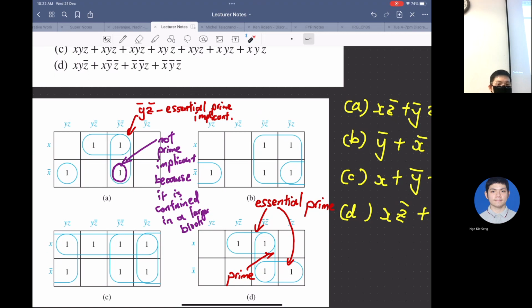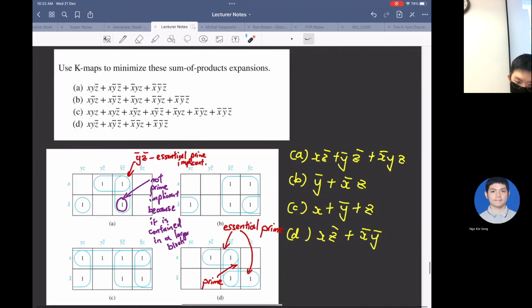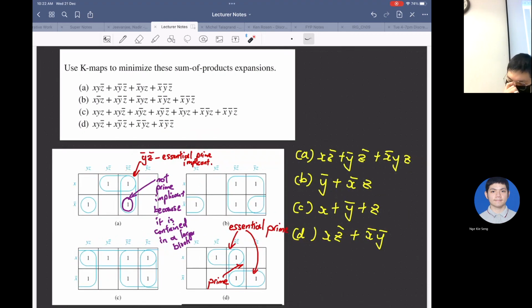At the moment we will see why we call it essential, because they are exactly the ones that we need for the minimization of the function. Okay, so let's look at these 4 examples here.